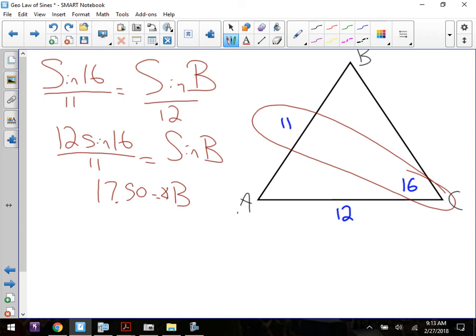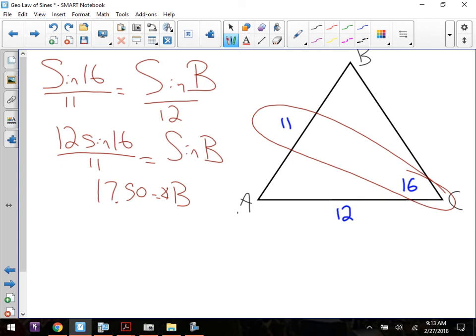It depends on what the topic is. So in this case, I had to get the angle. The other one I had to get the side. This is finding the angle. All right, so you're here. So inverse sine of your answer.